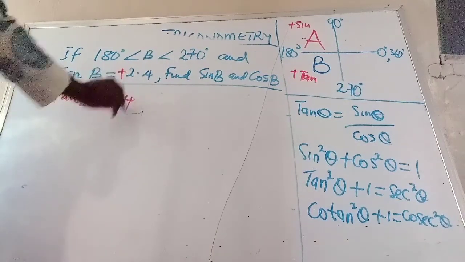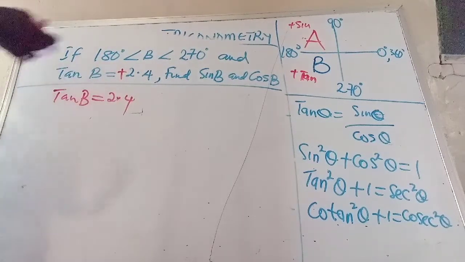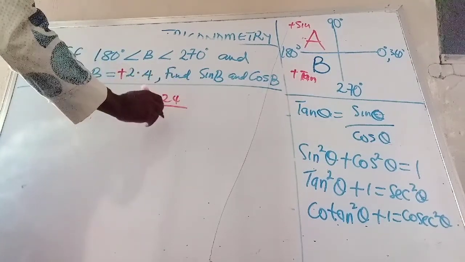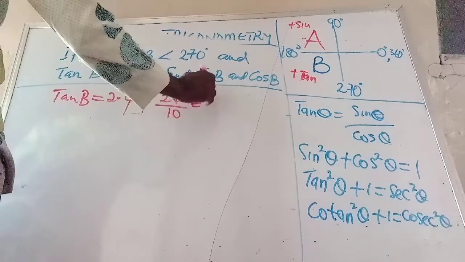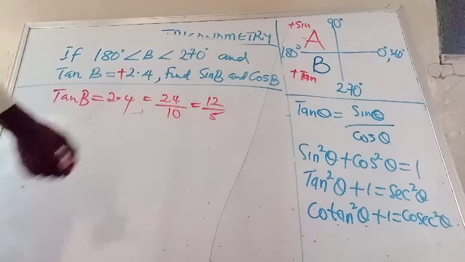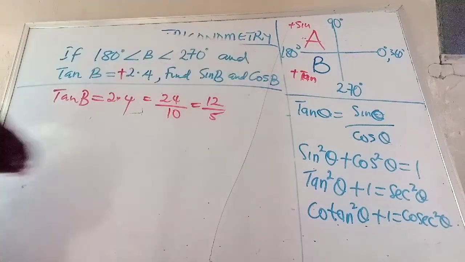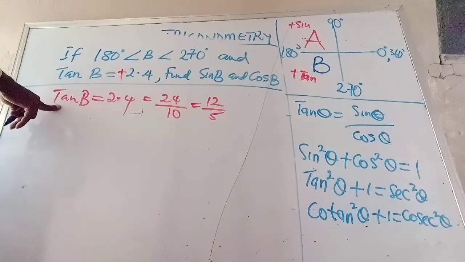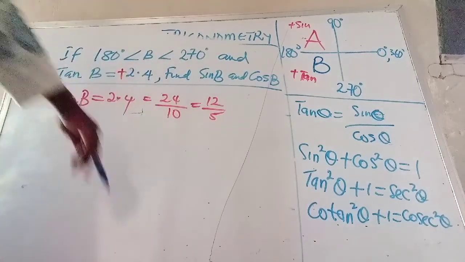which is 2.4. Let me change it to fraction for easier access. That will be 24 over 10. And 24 over 10 is same thing as 12 over 5, by the time you cut. Okay. How do I find sine B and cos B? The only thing I can do is I have tan B, only tan B. That means I will go to the identities and check which one contains tan, which is this.